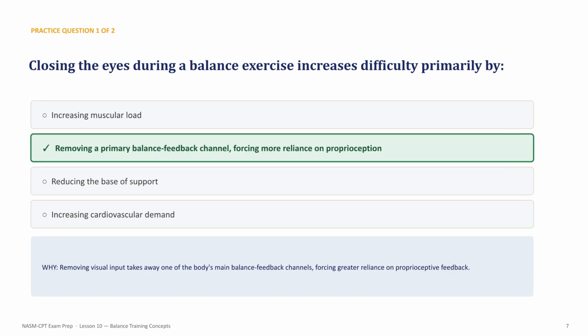Let's check your understanding. Question. Closing the eyes during a balance exercise increases difficulty primarily by... Take a second and think it through. The correct answer is removing a primary balance feedback channel, forcing more reliance on proprioception. Here's why. Removing visual input takes away one of the body's main balance feedback channels, forcing greater reliance on proprioceptive feedback.